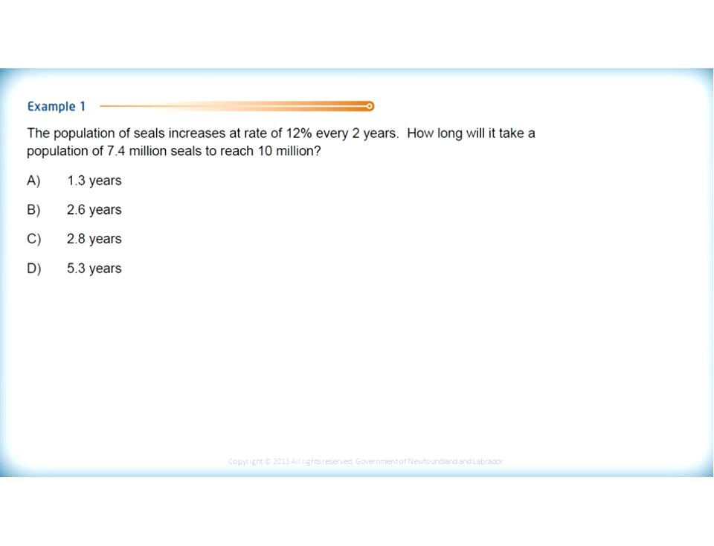Let's look at the first example. Here the population of seals increases at a rate of 12% every 2 years. How long will it take a population of 7.4 million seals to reach 10 million? So what we have in this situation is an exponential equation, or we could form an exponential equation of the form y equals a multiplied by c raised to the power of x over b.